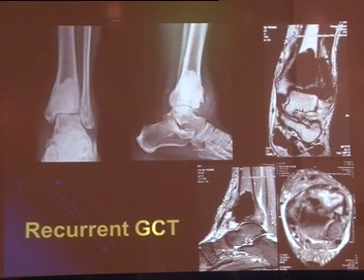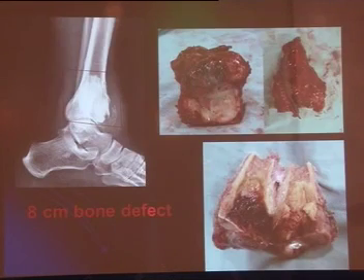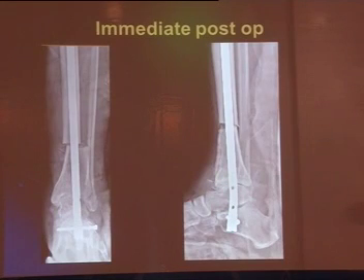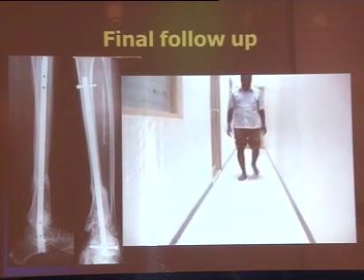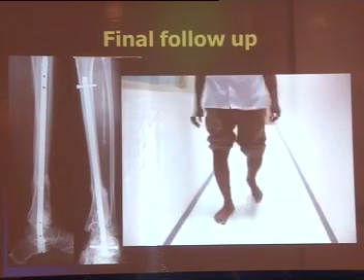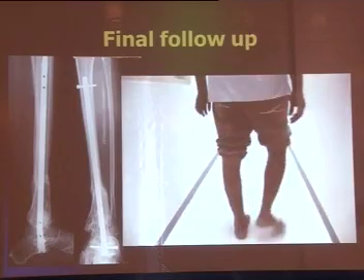Here is a patient with a recurrent giant cell tumor of the distal tibia which was excised completely, and the 8 centimeter bone defect was reconstructed with a distal tibial allograft and an intramedullary graft was placed. It went on to unite completely at the end of 8 months. He was able to walk. This is the final follow-up at the end of 3 years and there was no recurrence.